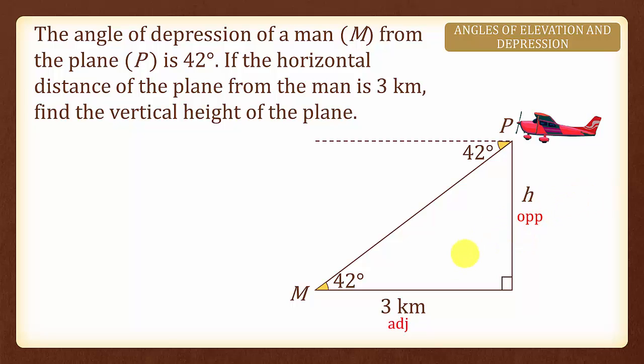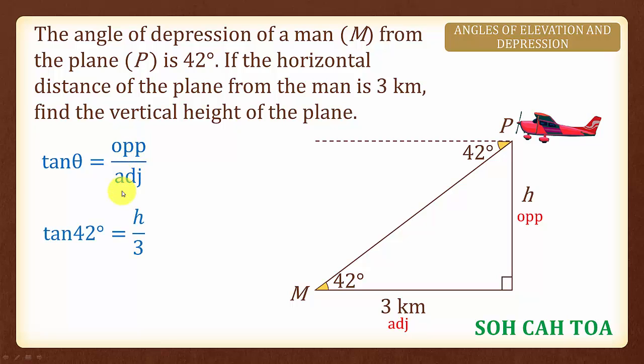Yes, since this is opposite and adjacent, we shall use the trigo ratio of tangent, and hence tangent theta equals to opposite over adjacent. Now, let's substitute in the values. Theta here will be 42 degrees, the opposite length will be h, and the adjacent length will be 3. Multiplying 3 on both sides, we will have h equals to 2.70 kilometers, rounded off to 3 significant figures.